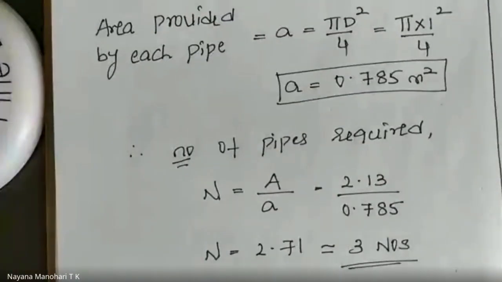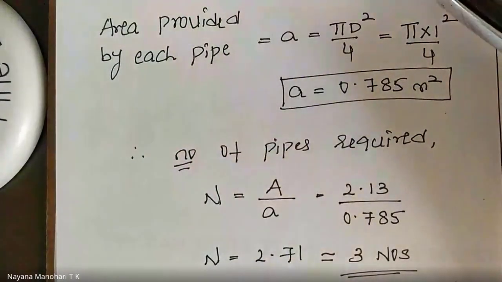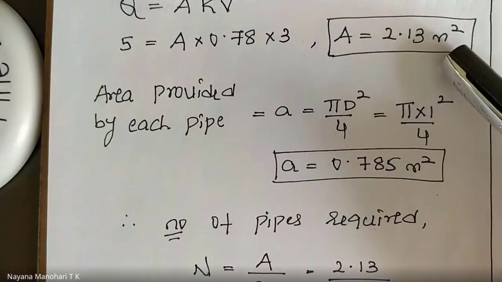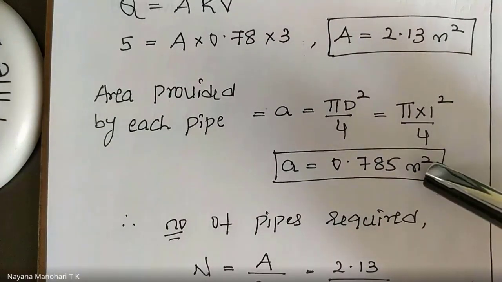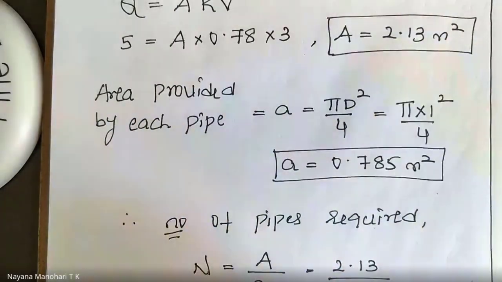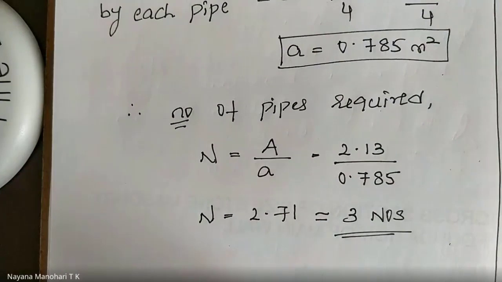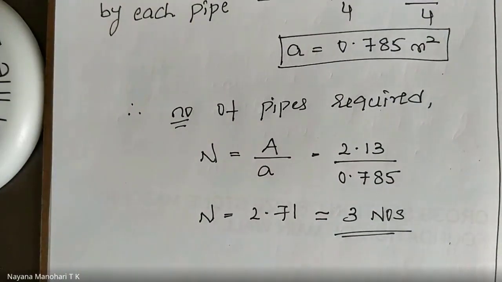Okay, the total area occupied by 3 numbers of pipes is 2.13 meters square, and each individual pipe area is 0.785. Once you calculate it, you can calculate the number of pipes needed, which is 3. Okay, this is your hydraulic design of the pipe culvert. That is the first step. What will be the area? You need to calculate it using the discharge equation. Okay, followed or not?